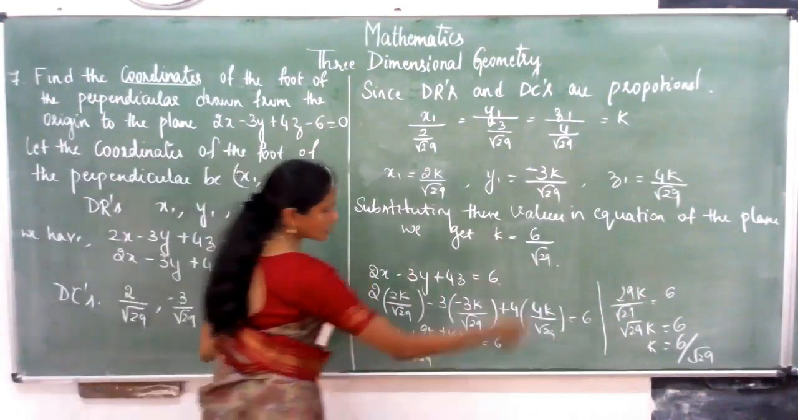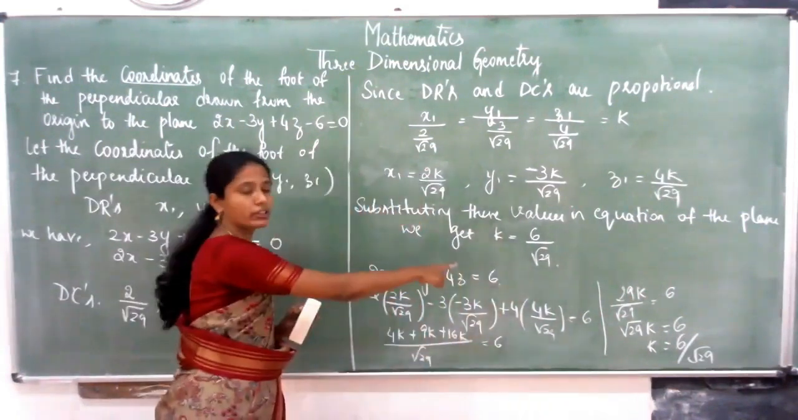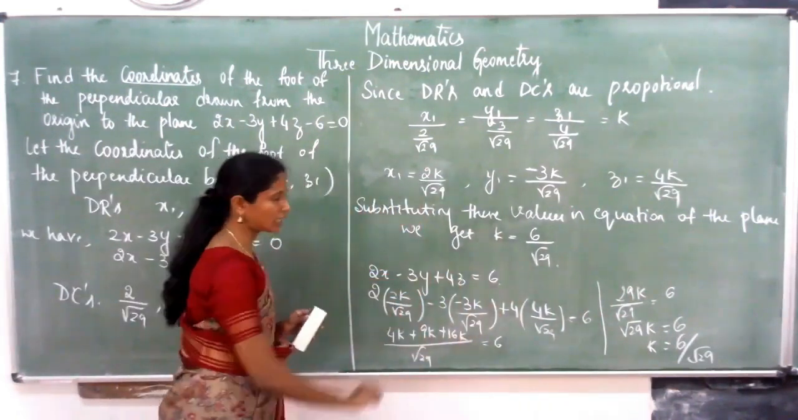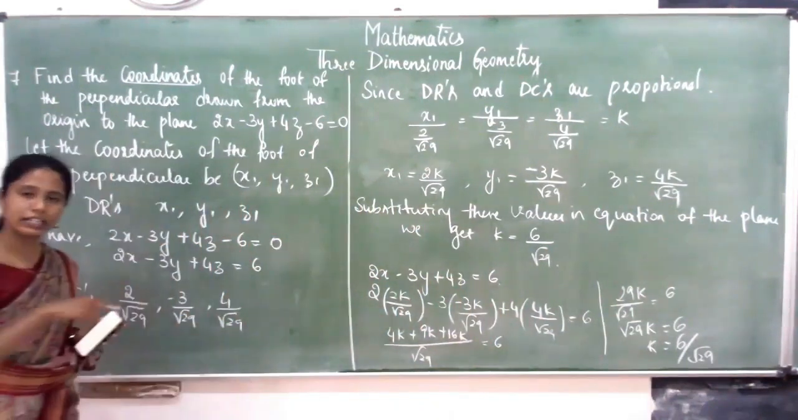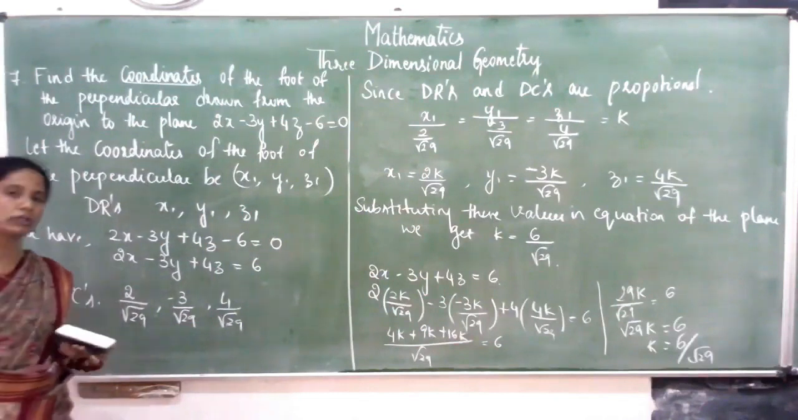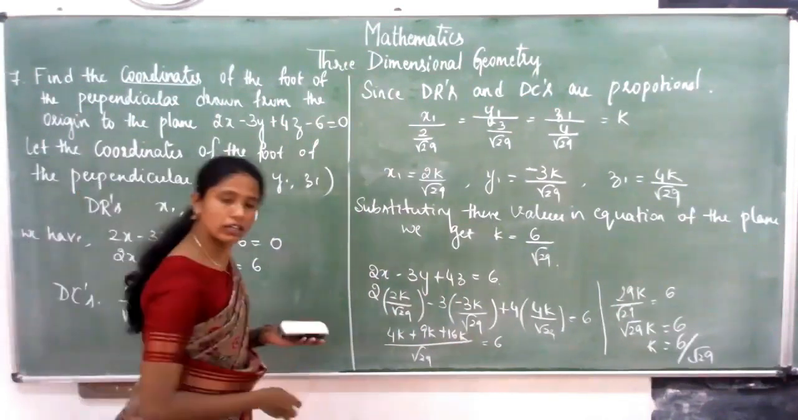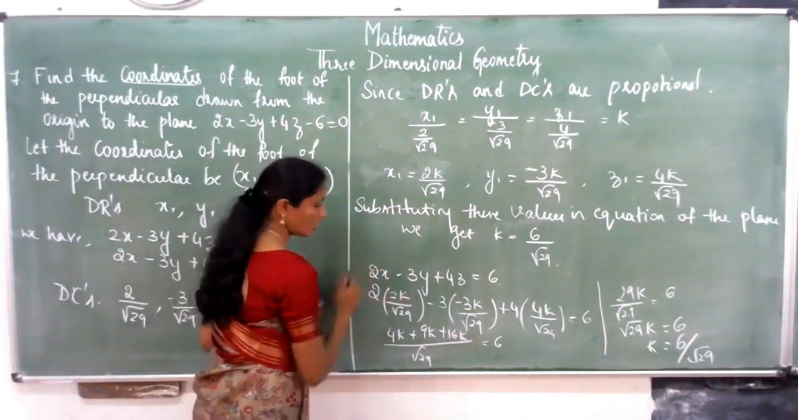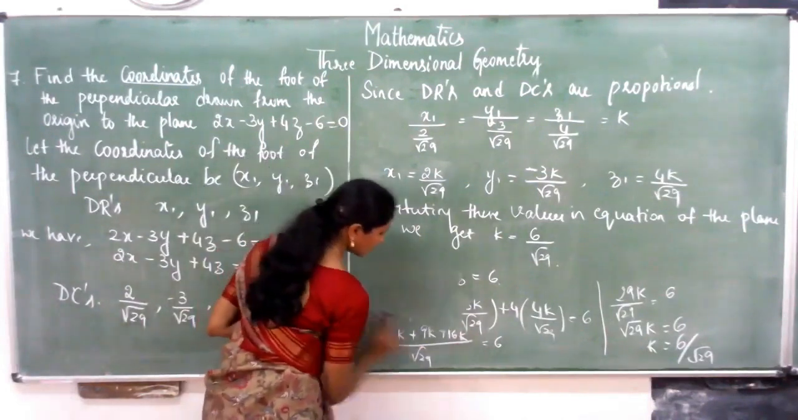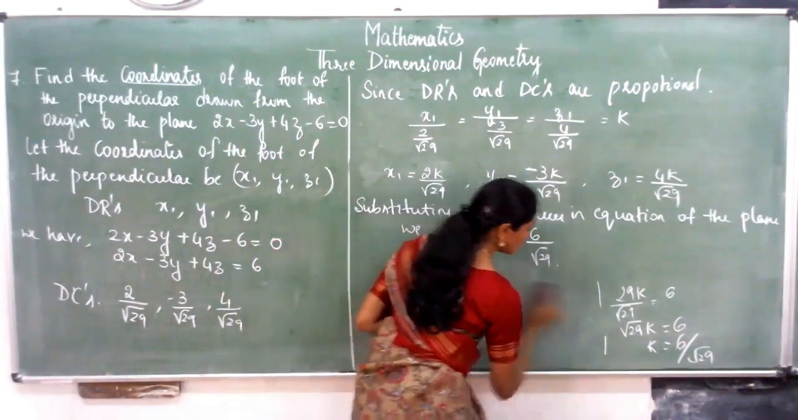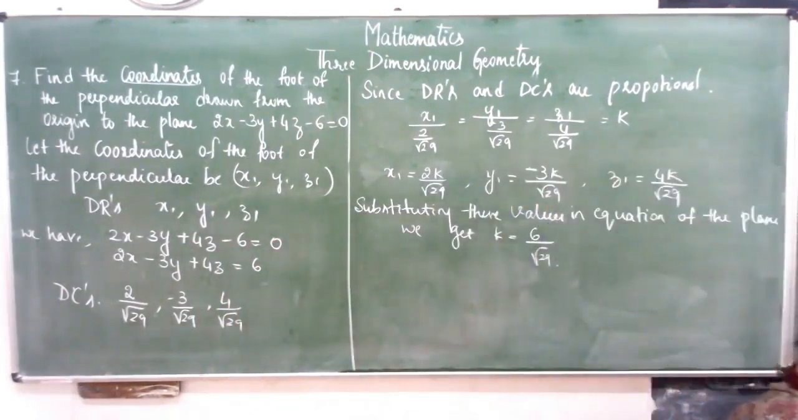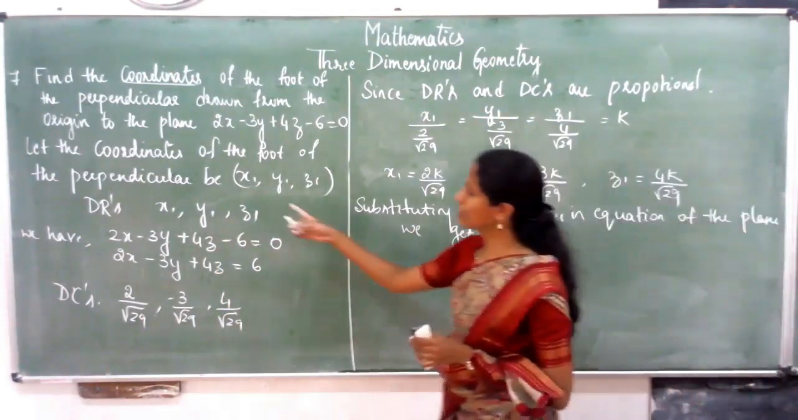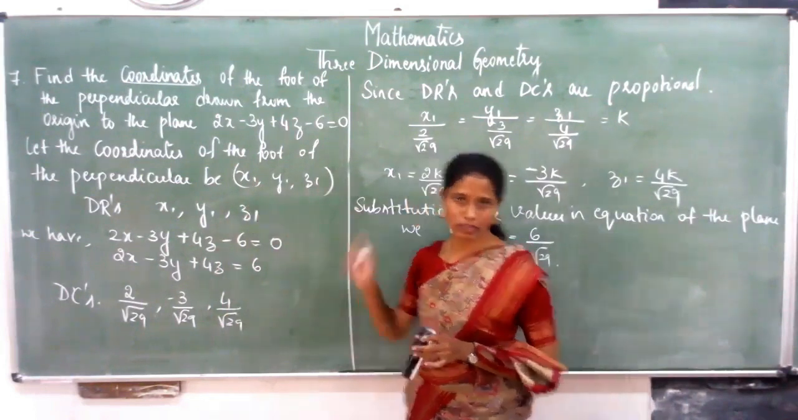So instead of simplifying all these things, I have written it directly. Even you can write it directly. How? You can just divide the 6 on the right side by root of a square plus b square plus c square, and you will get that. I hope you have understood this. Let us continue with the problem. So now we found the value of k. Let us substitute this value of k in x1, y1 and z1 because we are interested in finding the values of x1, y1 and z1.